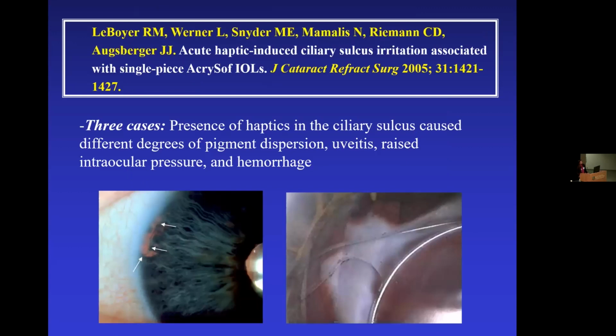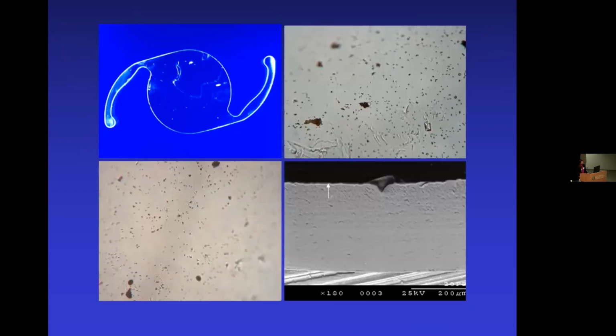Again, a good time for me to remind you that single-piece lenses with very thick haptics, side walls that are not polished, and square edges are really not good for the sulcus. We initially published on these cases where the presence of these haptics in the sulcus caused all kinds of problems related to uveitis, glaucoma, and hyphema syndrome. Here you see a lot of pigmentary dispersion on the lenses, and you can see how rough the edges can be.